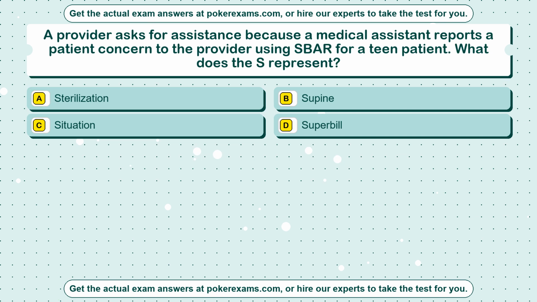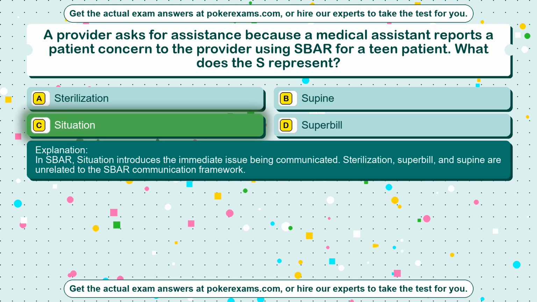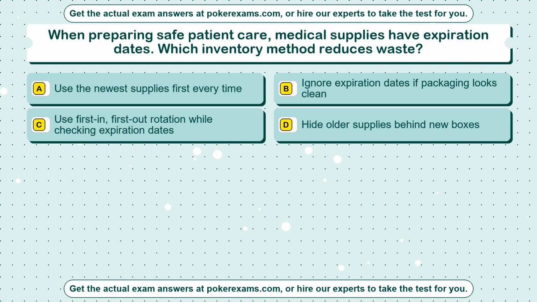Question 53. A provider asks for assistance because a medical assistant reports a patient concern to the provider using SPAR for a teen patient. What does the S represent? Option A, sterilization. Option B, supine. Option C, situation. Option D, superbill. The correct answer is option C, situation. In SPAR, situation introduces the immediate issue being communicated. Sterilization, superbill, and supine are unrelated to the SPAR communication framework. Question 54.